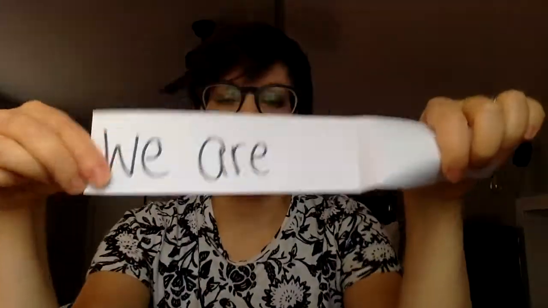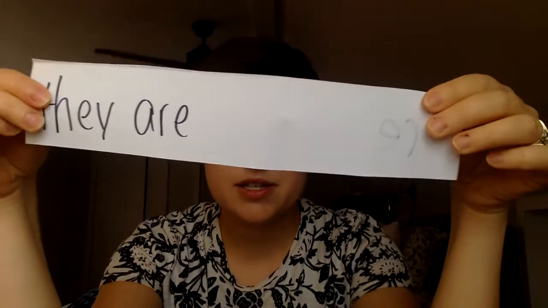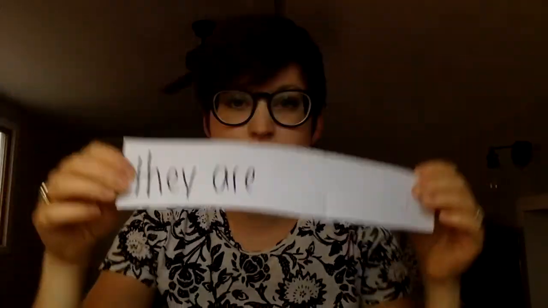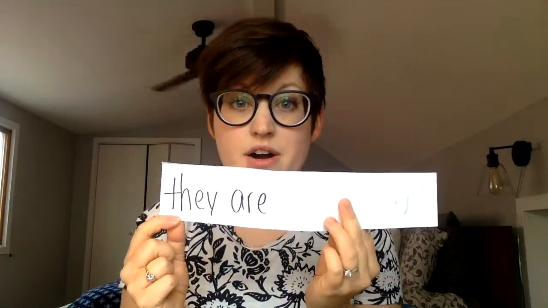So the next one is we are. What would the contraction be for this? Say it really loud. Yep, you're right. We're. We apostrophe RE. We're happy to see you. The next one, they are. Say it nice and loud. What will the contraction be? They're. They are is the same as they're.